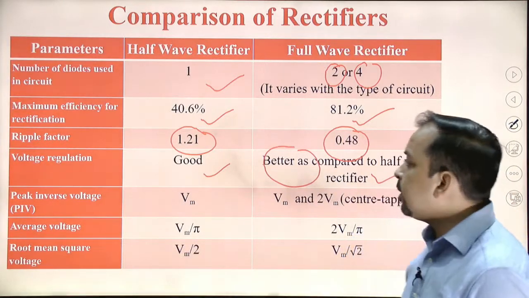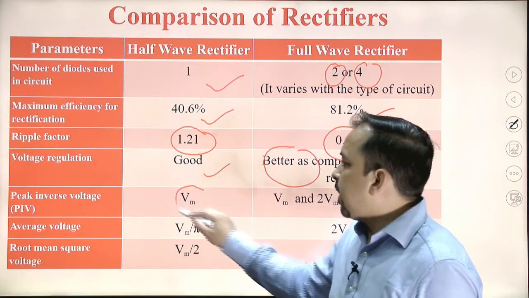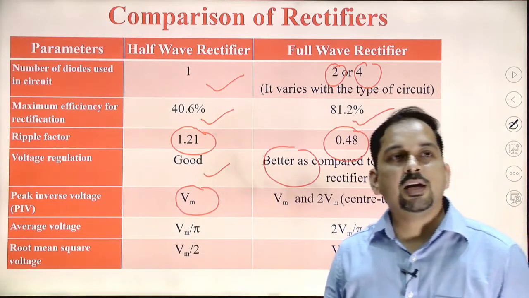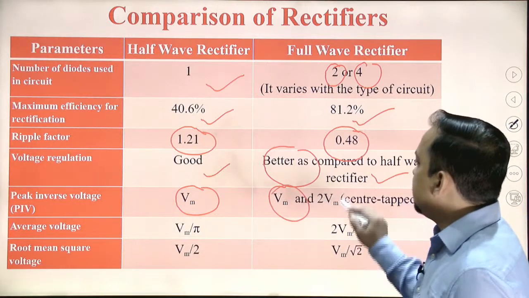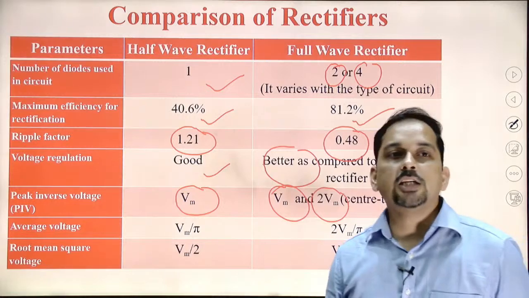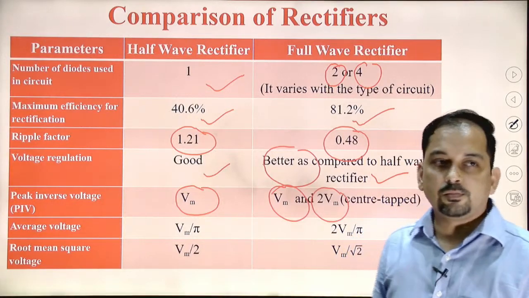We have also calculated the PIV values. The PIV rating for the half wave rectifier we have calculated as Vm, whereas for bridge and center type we have calculated as Vm and 2Vm respectively.